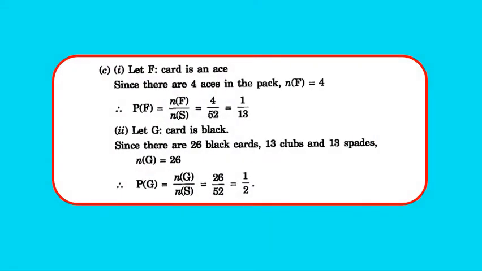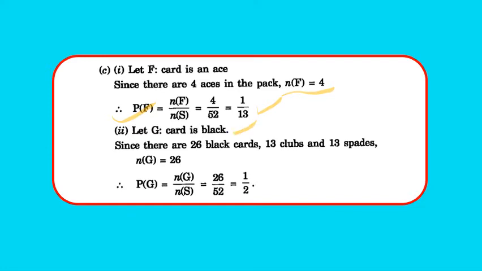Now part C. Let F be the event that the card is an ace card. We know that there are 4 aces in the pack. So n(F) equals 4. So using the formula P(F) equals n(F) upon n(S), we get 4 upon 52, which is equal to 1 upon 13. And second, we have to find the probability that the card is black.